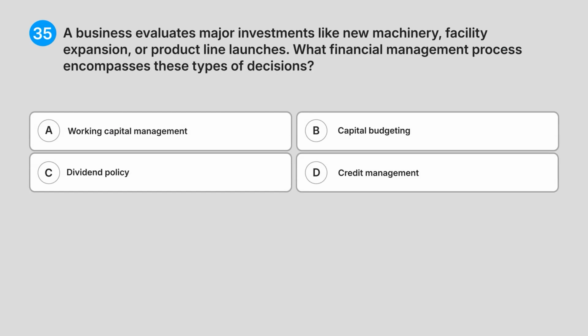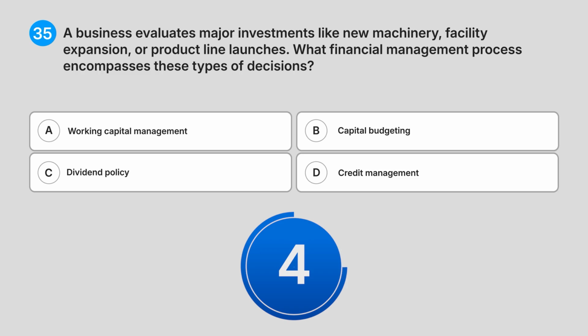35. A business evaluates major investments like new machinery, facility expansion, or product line launches. What financial management process encompasses these types of decisions? A. Working capital management. B. Capital budgeting. C. Dividend policy. D. Credit management. Can you guess the answer?